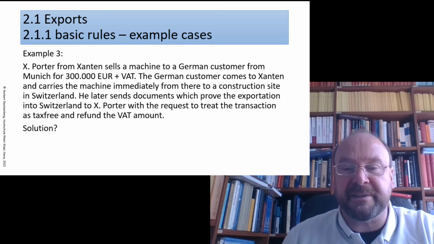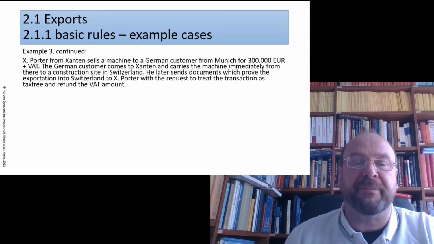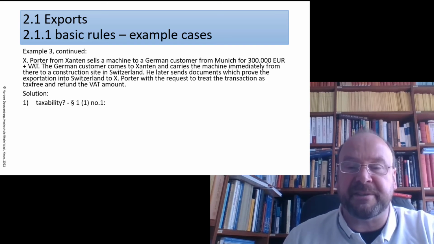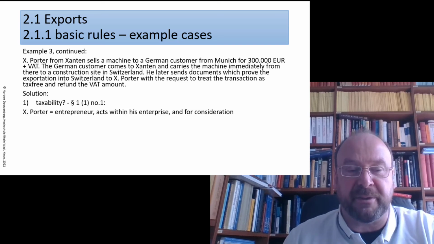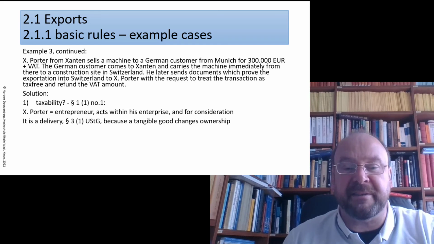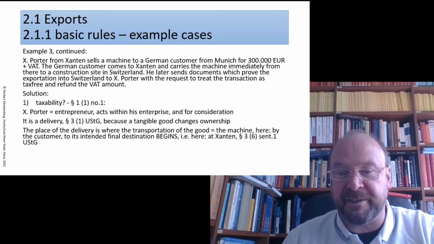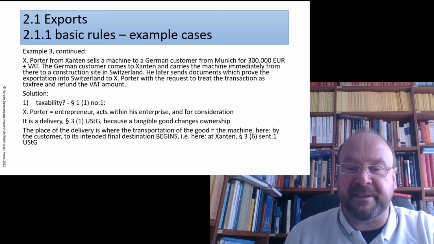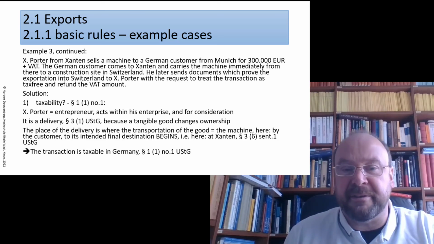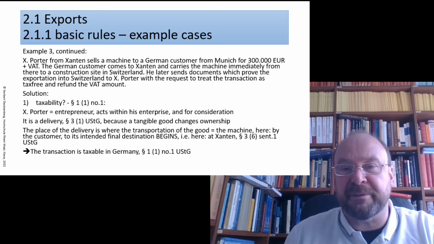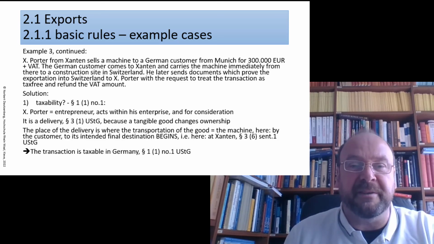And the solution is, well, as always, simple. So the solution is taxability. Exporter is an entrepreneur, acts within his enterprise for consideration, no problem. It is again a delivery because a tangible good changes the owner. The place of delivery is where the transportation of the good begins. That is ex ante under 3.6 sentence 1, so it's taxable. This is definitively true, whatever may happen now. And if it were an exam, these points would already be yours and would be undeniable.